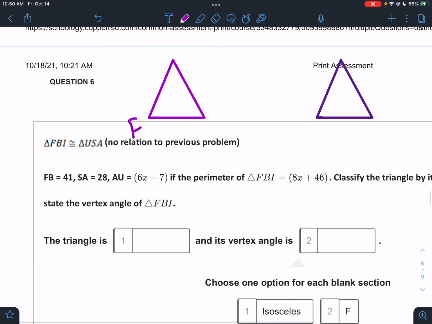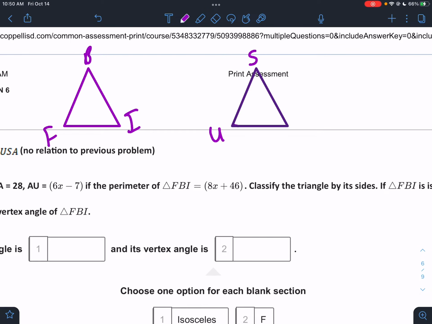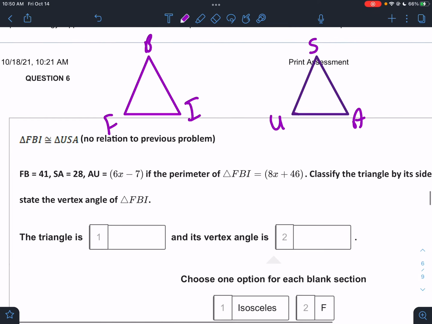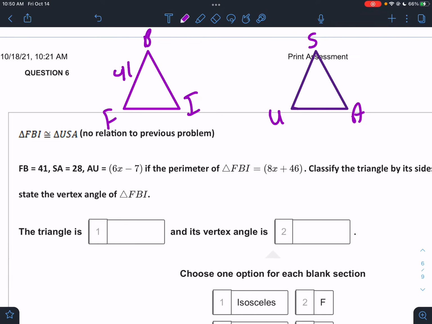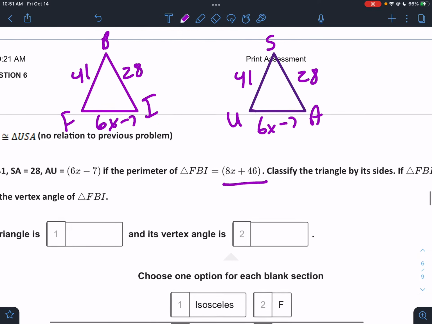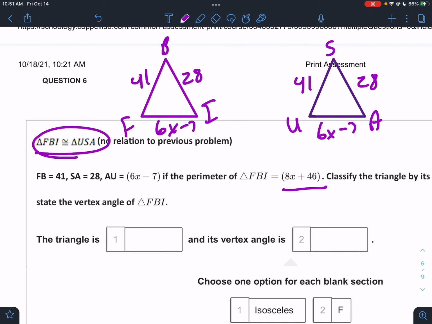FBI is congruent to USA. It says FB is 41, SA is 28, AU is 6x minus 7, and the perimeter is that. Well, if that's 41, this is 41. This will be 28, and this will be 6x minus 7. They're the same triangle. They told us they're congruent.